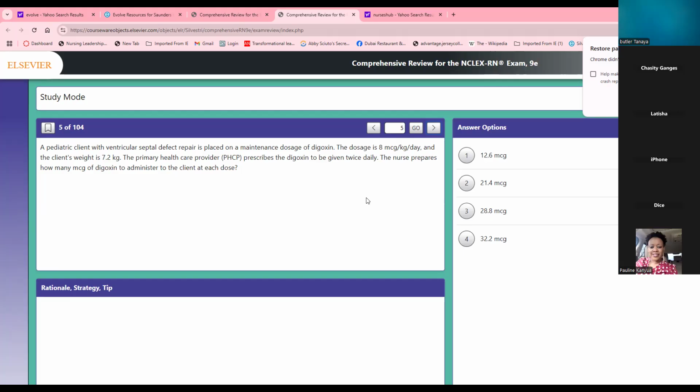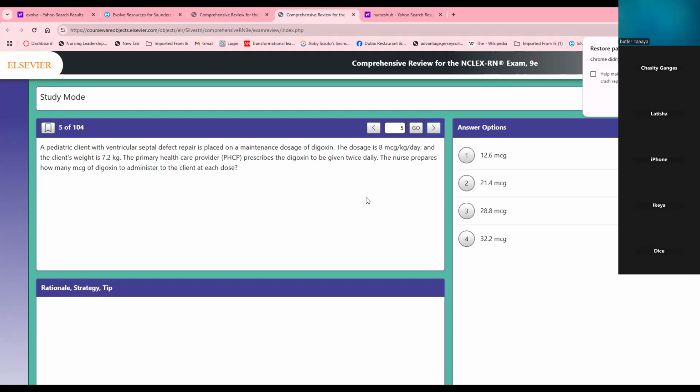Now, if you had to do this question, all you would do is take that 15.8 and leave it in pounds. Because here they gave you the weight in what? In kilograms. And your dose is per kilogram, right? So here you don't have to convert. I did that on purpose because I want you to see that when it's already in kilograms, you don't do anything except the math. So 7.2 times 8 is what?